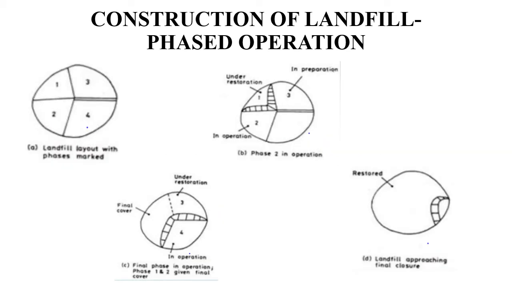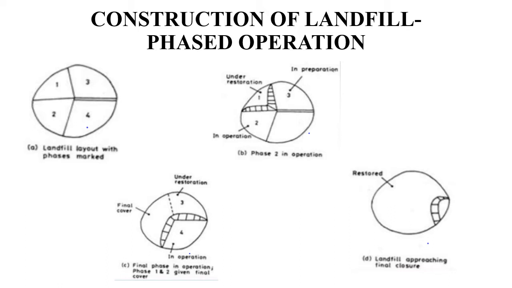These figures here illustrate the phased operation that takes place for the construction of the entire landfill. As I said, as soon as we receive the landfill area for construction, we have to decide on the phase plan. That is how we are going to segregate the entire landfill area into different portions or sub areas or phases, and then how we are going to move from one phase to another, or from which sub area to which sub area.